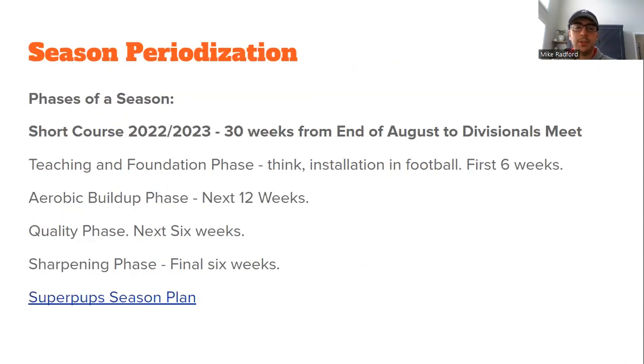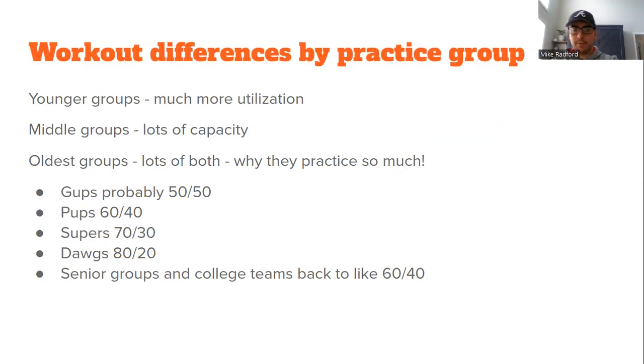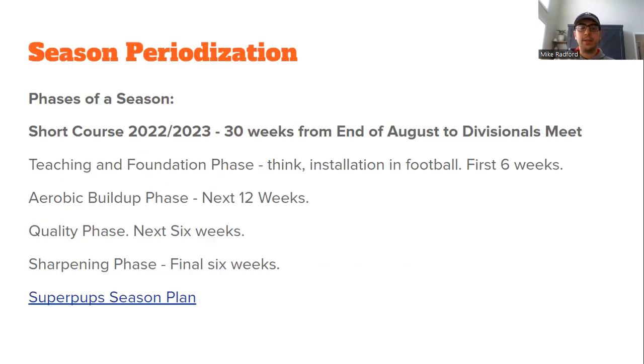So next, we're going to talk about season periodization, because those figures I gave you, the 50-50, the 60-40, the 70-30, are generalizations over the course of the season. Let's think about older groups for a little bit, more super pups, even more so dogs, even more so seniors. They're going to have season periodization. What this means is you're not doing the same thing in September that you're doing in December or in March. Those are three distinct phases of the season where very different things are happening in a practice.